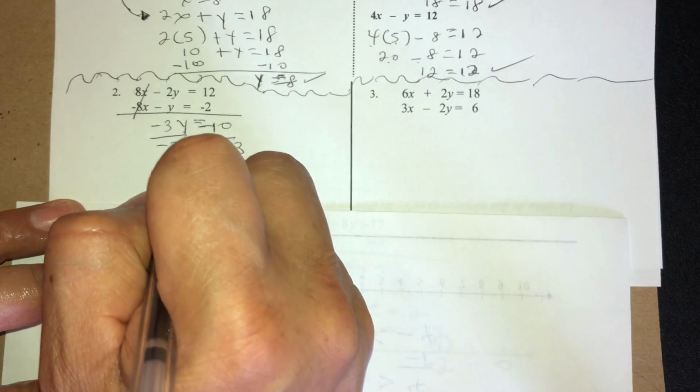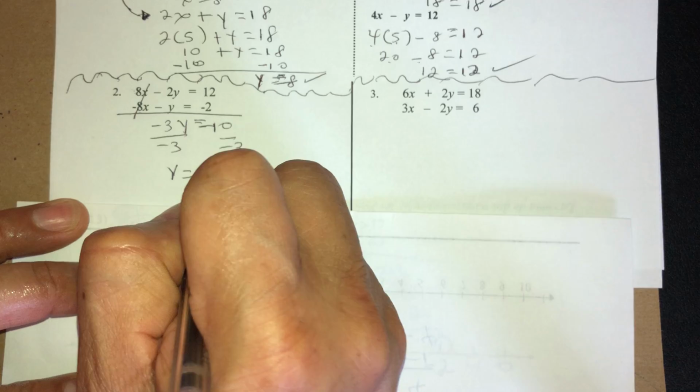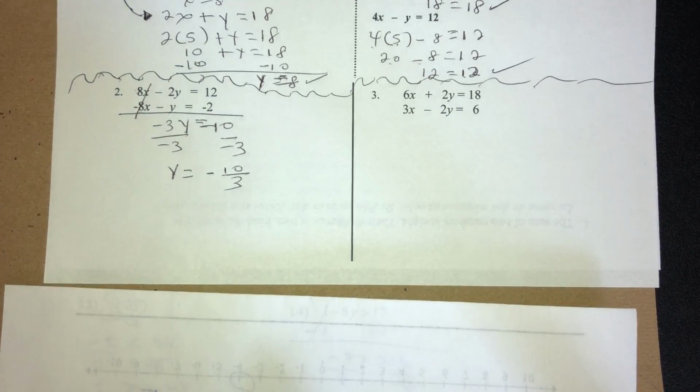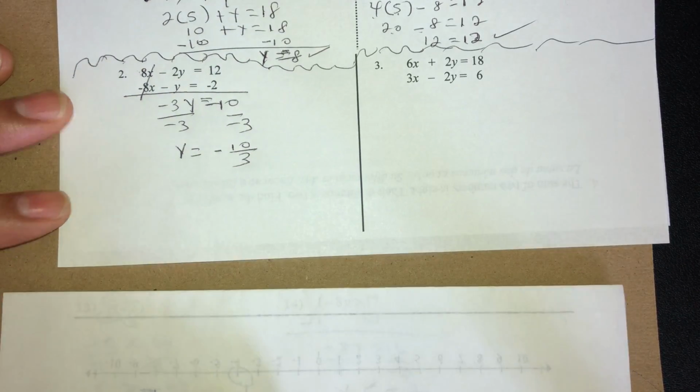It's going to be an ugly one. Y equals negative 10 over 3. Listen, it can work. Decimals work. So don't worry if you get a decimal, all right? Because you can put it in the calculator.